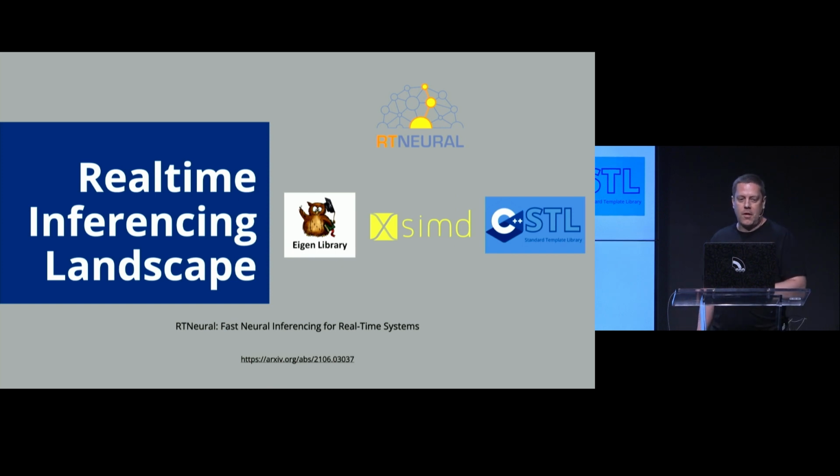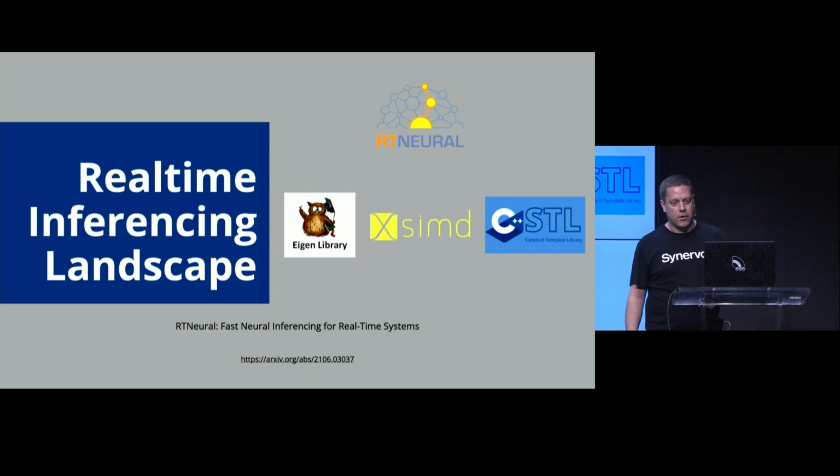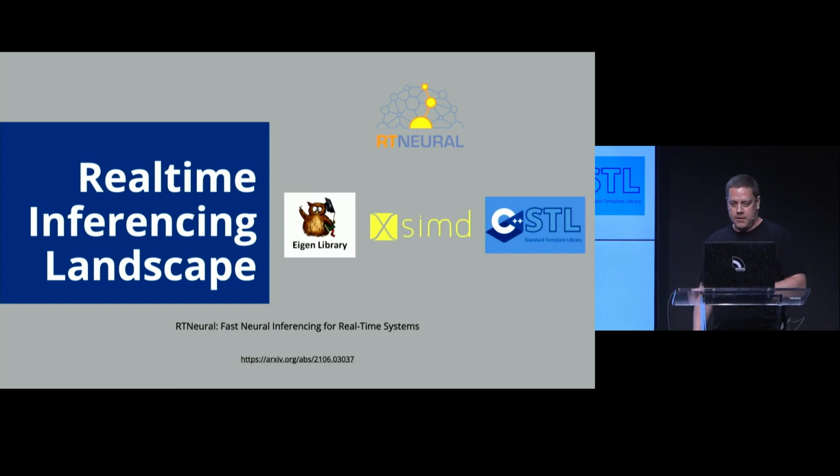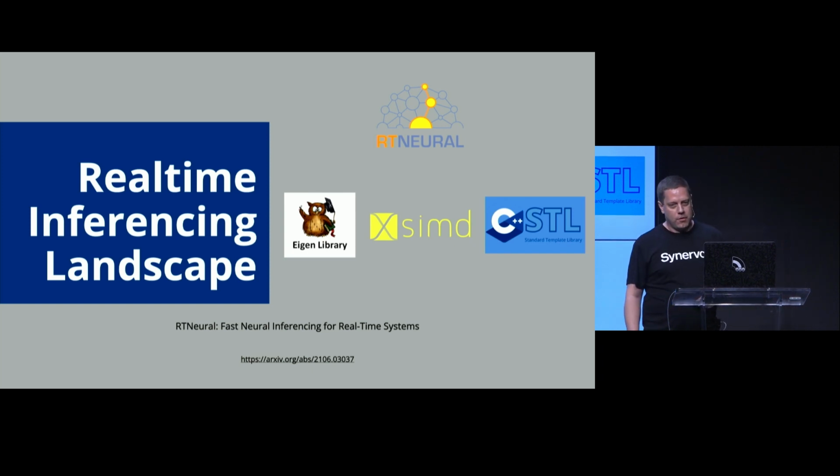On the real-time side, when you're done with training, you're starting to look at inferencing. How can I get good performance? One great solution is Jatin's RTNeural. And you start to worry about what kind of backend you're going to use. It's going to be Eigen, xsimd, or the C++ STL. Of course, you can't really tell what's going to be the best choice until you try everything and see what works in your particular scenario.